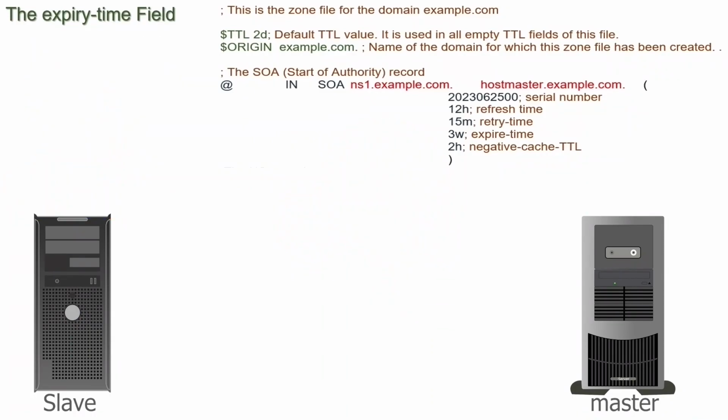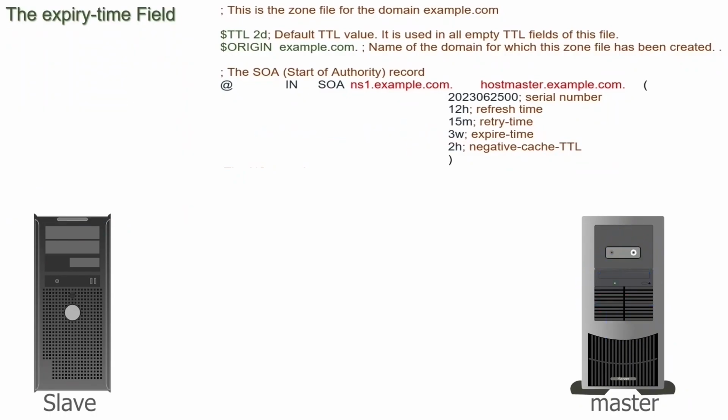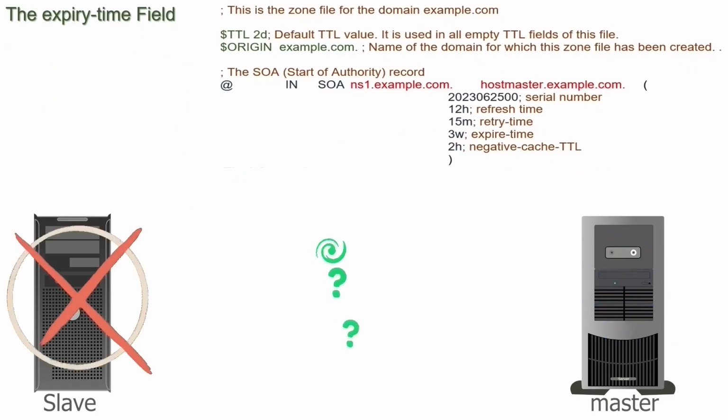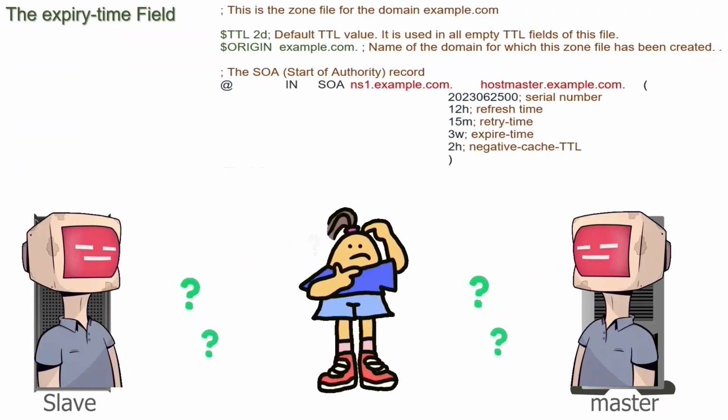A slave name server resolves queries for the zone when the master name server is down. It resolves queries for the domain until the master is up or the expiry is reached. After the expiry, it does not resolve queries for the domain. At this point, since both the master name server and the slave name server are not resolving queries, the zone is considered dead.